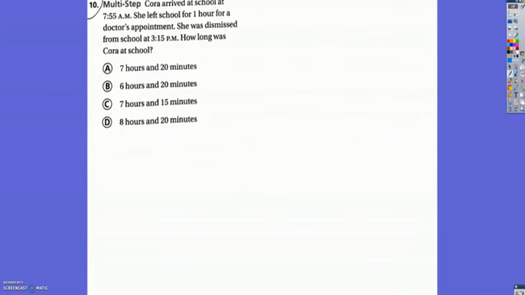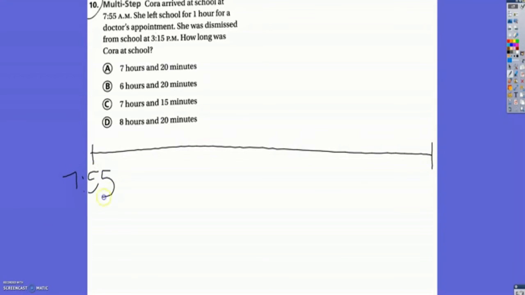Okay, question 10. Cora arrived at school at 7:55 a.m. She left school for 1 hour for a doctor's appointment. She was dismissed from school at 3:15. How long was Cora at school? So here's the way I would conquer this one. She's at school from 7:55 to 3:15. I'd figure out the length of the whole school day and then just subtract an hour at the end.